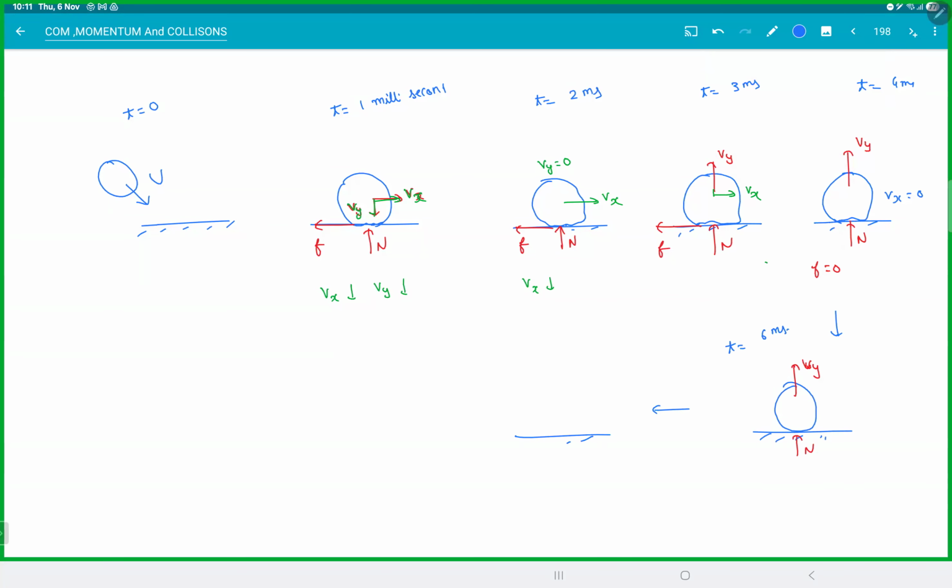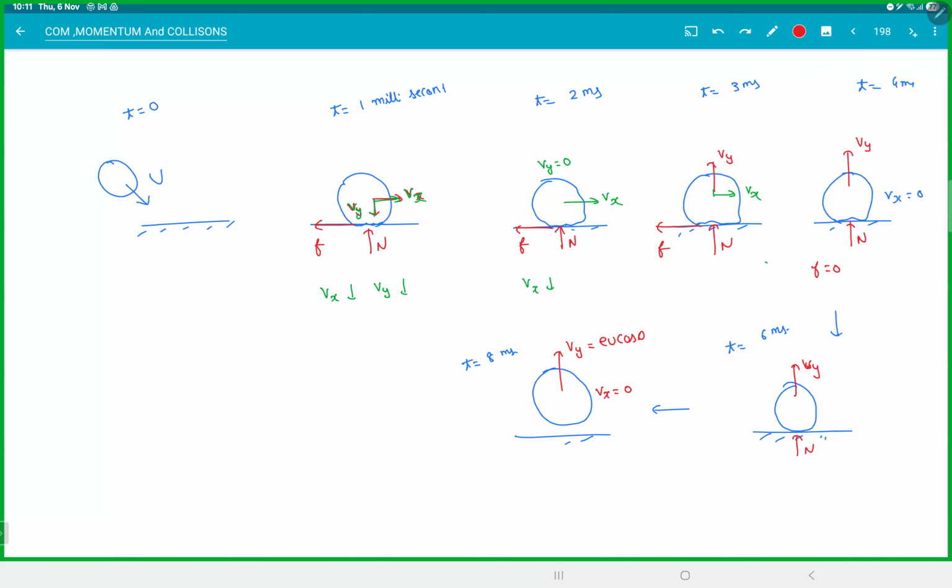Next moment, completely, you lost contact with the floor. Let's say this is 8 milliseconds. You're completely out, Vy becomes eu cos theta, and your Vx is 0. So the whole collision took 8 milliseconds, but the friction acted only until 4 milliseconds. Are you getting what is happening with the picture? This is what will happen with the ball when it hits the floor.